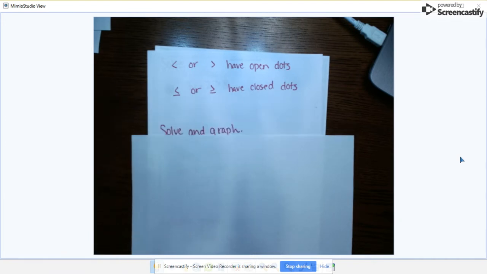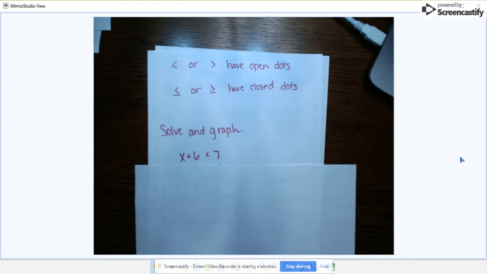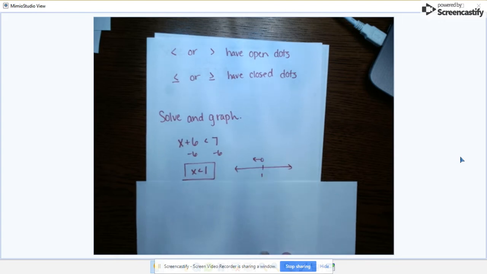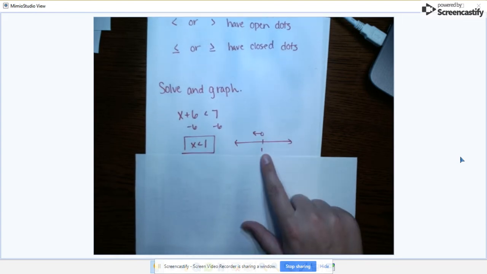We can go ahead and solve some inequalities and then go ahead and graph them as well. So if we have x plus 6 is less than 7, we can subtract 6 from both sides just like we would in an equation, and we get x is less than 1. And here's our graph for that.